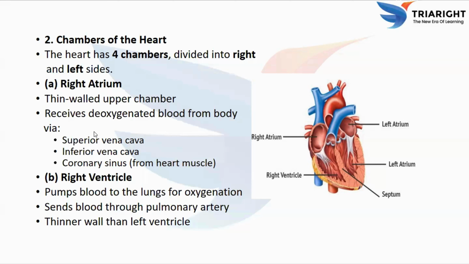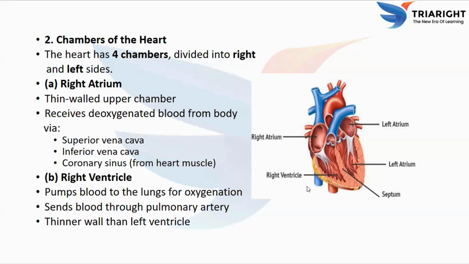The superior vena cava receives the blood from the upper body, head, neck, and arms, and then it enters into the inferior vena cava from the lower body, and also the coronary sinus from the heart's own blood supply. So think of the right atrium as the collection room for used blood returning from the body.